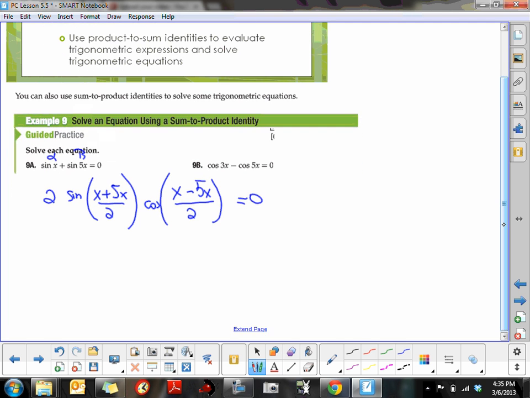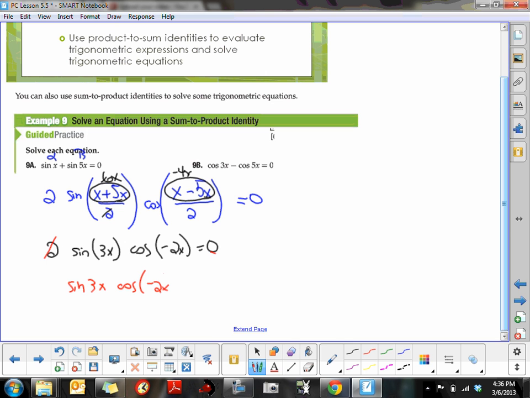Alright, so if we continue on with this, we can go ahead and make some simplifications. This is equal to 6x, and this is equal to negative 4x. So that means we have 2 times the sine of, if we reduce, 3x times the cosine of, and if we reduce again, negative 2x, that has to equal 0. So since this is already set equal to 0, we'll divide both sides by 2, so it still remains 0. So we have the sine of 3x times the cosine of negative 2x has to equal 0.